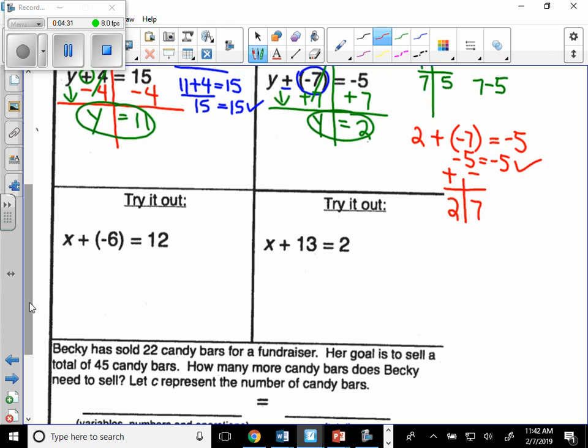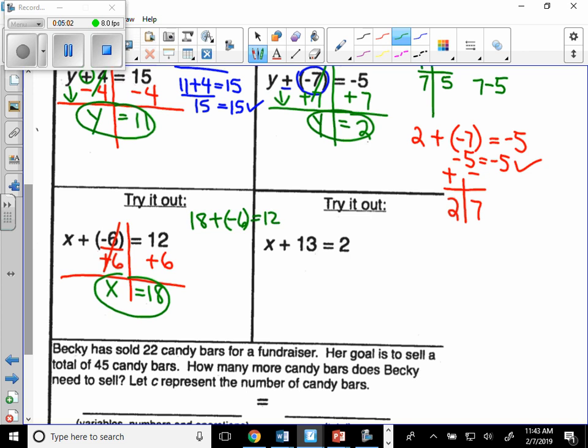Again, we have a plus negative 6. So the opposite of a negative 6, we're going to add 6 to both sides. Draw your line, cross that out. What are you left with? Bring down your x, and x equals 18. That was an easy one. And when we check it, you're going to say 18 plus a negative 6 equals 12, and 12 equals 12. That works. Okay, we're just plugging it in. All right, the next one.